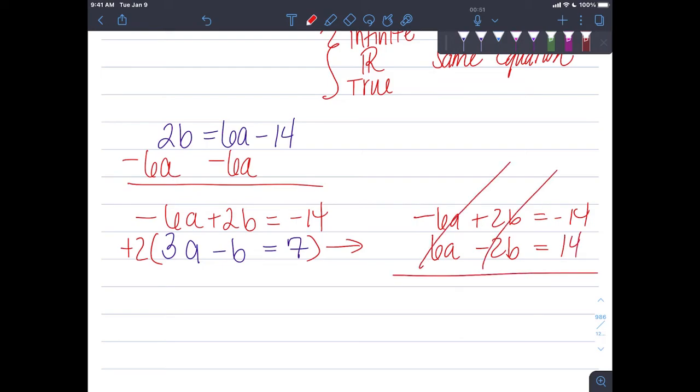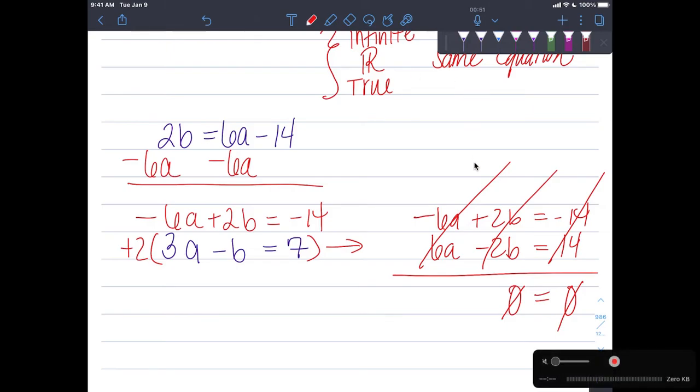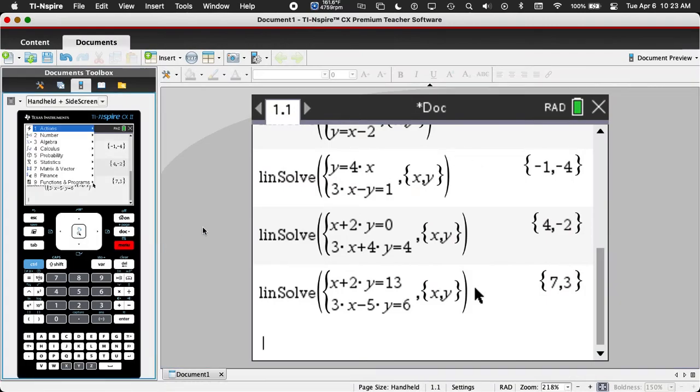So cancel, cancel, cancel. Okay. I'm left with 0 equals 0, a true statement. This is the same thing as getting the letter C in my calculator. This tells me infinite, all real numbers, true, same equation. Okay, let's verify this with the calculator.